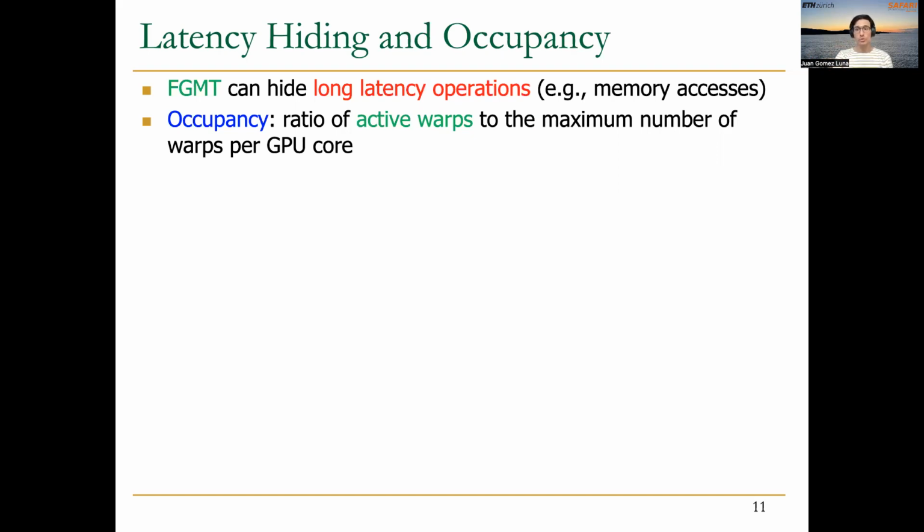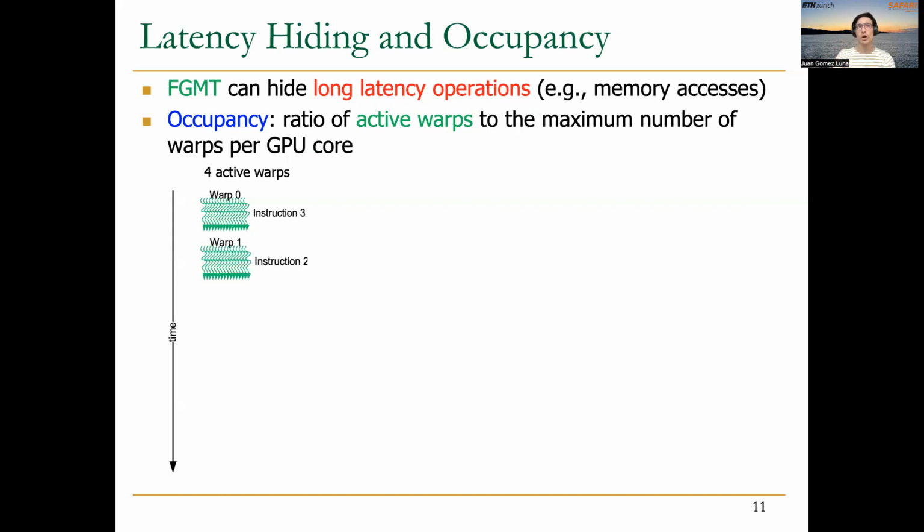In order for you to see the effect of the occupancy, let me show you a very naive, toy example. Imagine that we have the execution in a mini GPU, or a toy GPU. We have the execution of 4 active warps. The execution of instructions is interleaved on the pipeline. For example, the first instruction is for warp 0, instruction 3. The next instruction is for warp 1, instruction 2.